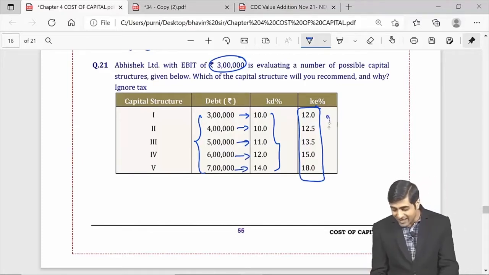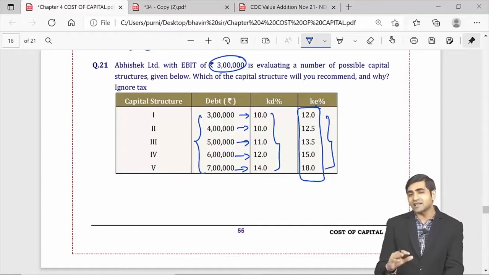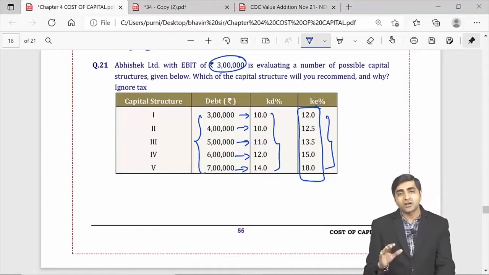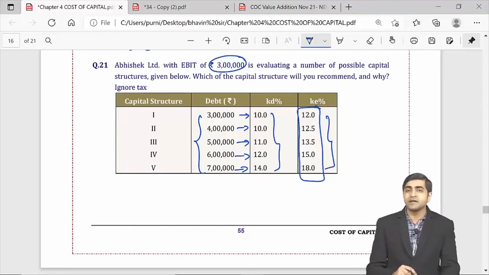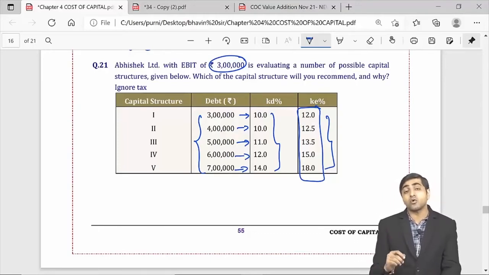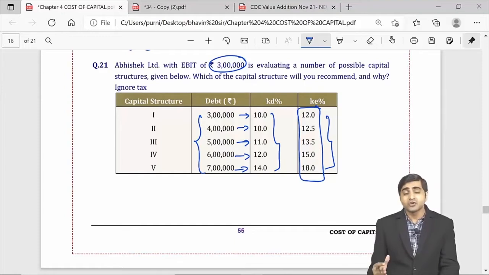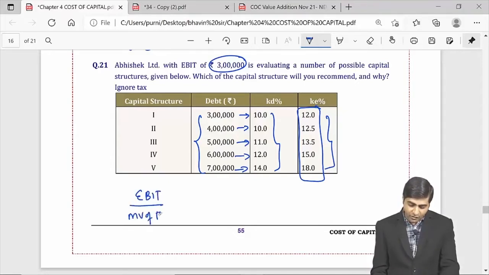Now guys, here your KE is increasing. We have to select the best capital structure. So guys, this is your traditional approach. Here the best capital structure will be the structure in which your overall cost is going to be minimum. So remember this particular concept: if you want to calculate your KO, it will be calculated by taking EBIT upon market value of firm into 100.